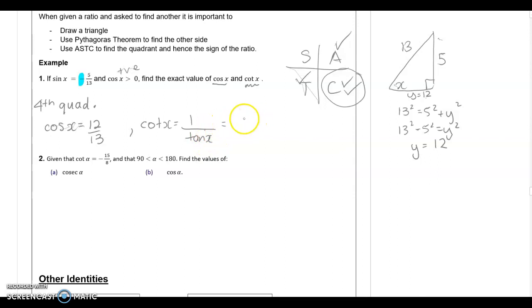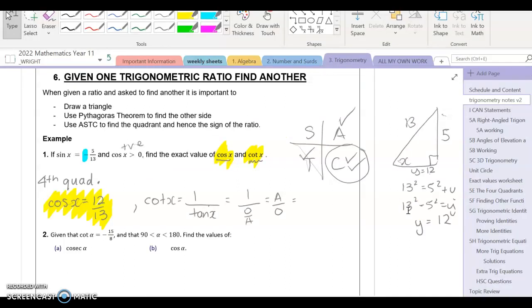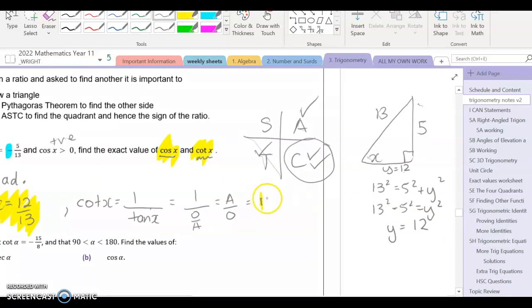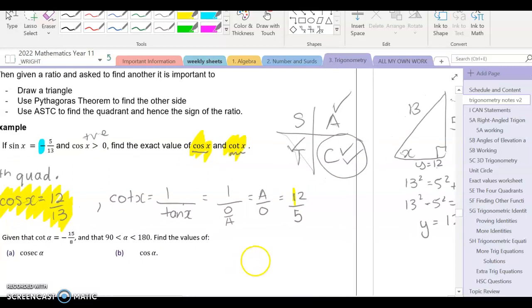Okay, tan is opposite on adjacent. So by flipping that upside down, I get that cot of x is adjacent over opposite. So it's just the other way around. Okay, so if we go over to our triangle again, we've got adjacent to x is 12 and opposite is 5. Oops, sorry, got to pick that pen up again. 12 over 5.